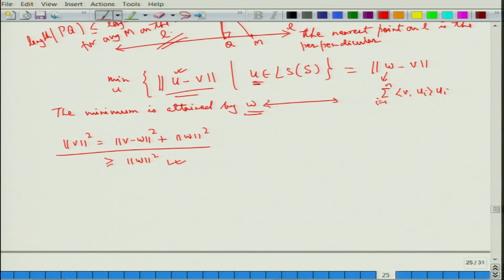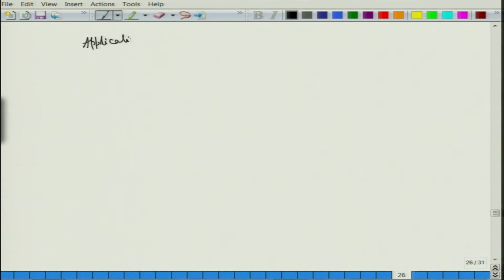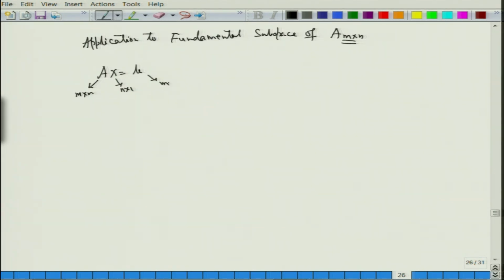So, application to fundamental subspaces of A, which is M cross N. I want to solve the system Ax equals b, where A is M cross N, x is N cross 1, and b is M cross 1. We already know the requirement for no solution: the system has no solution if and only if b does not belong to the column space of A. This is what we had seen.